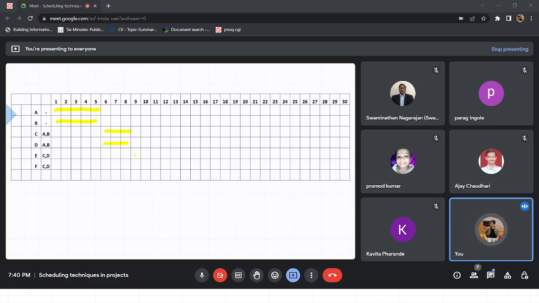And E and F, E can go till 7. What I have actually plotted is the earliest start and latest finish of each activity, which you can calculate as we have been doing since the beginning for CPM. And I will start writing the values.